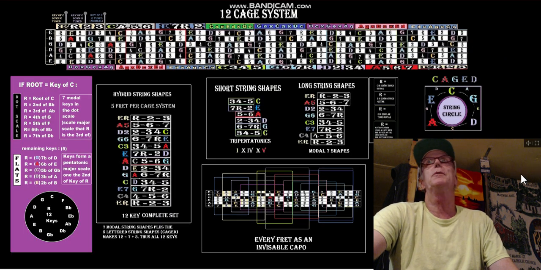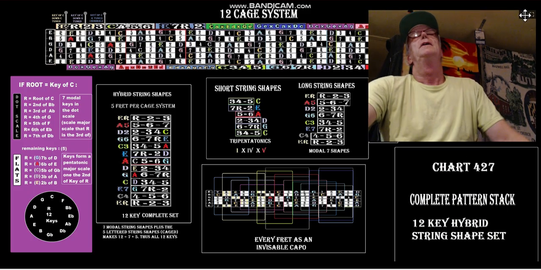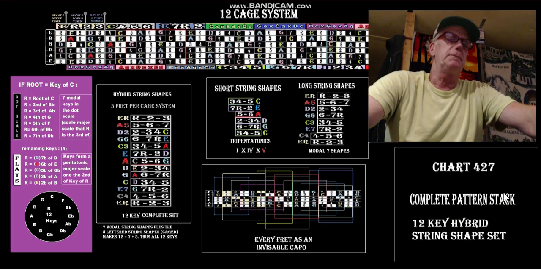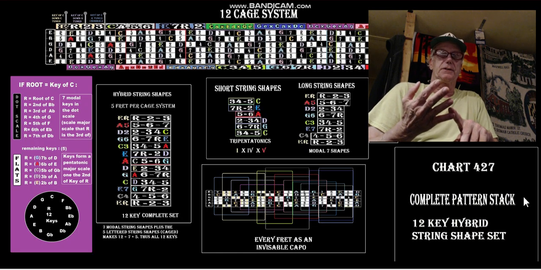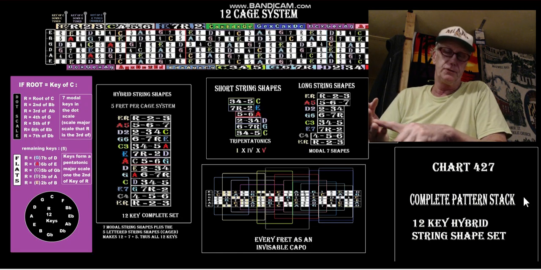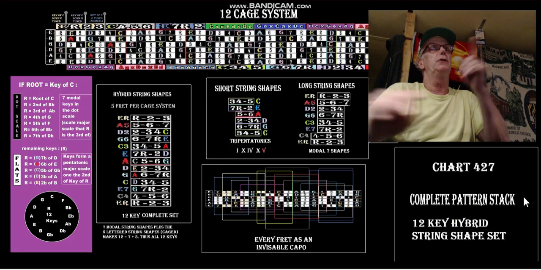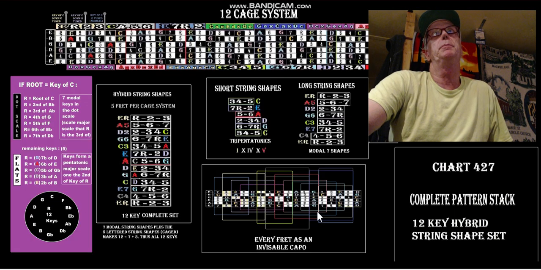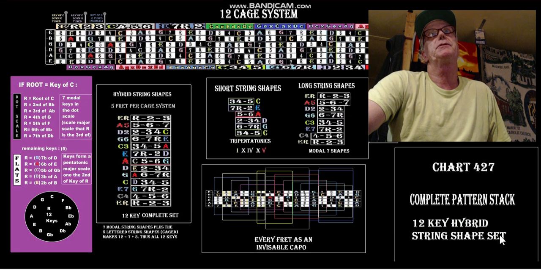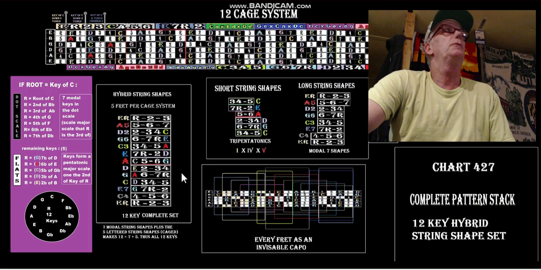So here we are with today's chart. Chart 427, complete pattern stack. It has the shorts, the pentatonics, tripentatonics, and the longs. It's complete because it goes around the circle of fourths, all 12 keys. So that's why it's complete. It's a 12 key hybrid string shape set.